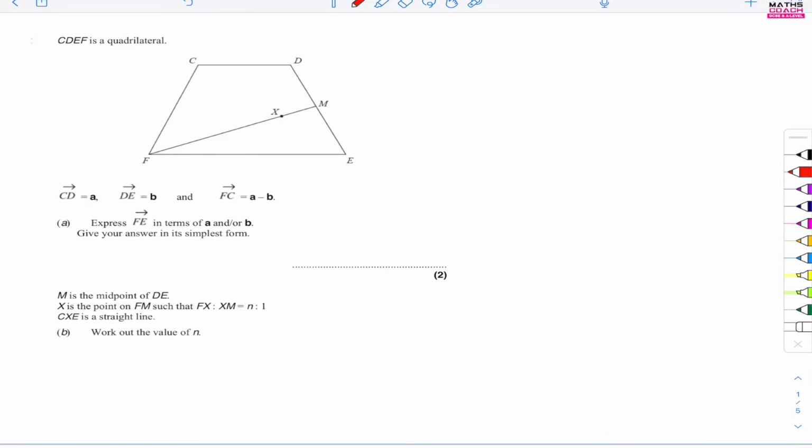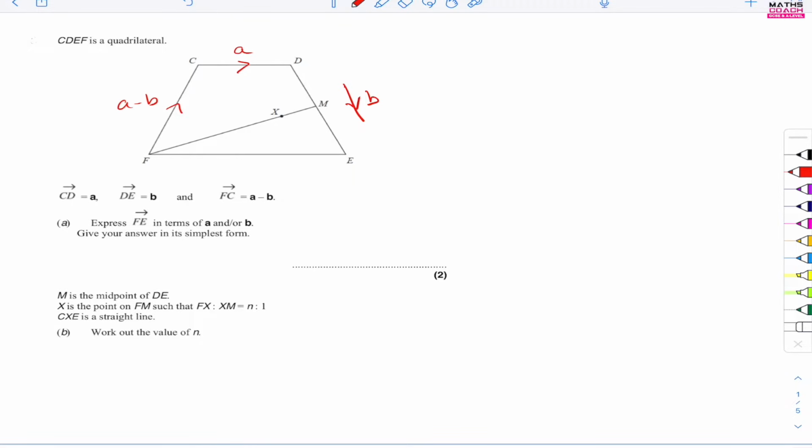Let's start off with C to D. C to D, we are told, is A. And D to E, we are told, is B. Because if you read the next part of the question, it says M is the midpoint, we don't have to worry about it now. But rather than write the B on the line D to E, I'm just going to write it on the outside like that. And F to C, going this way, is A minus B. So we can write that in here, A minus B.